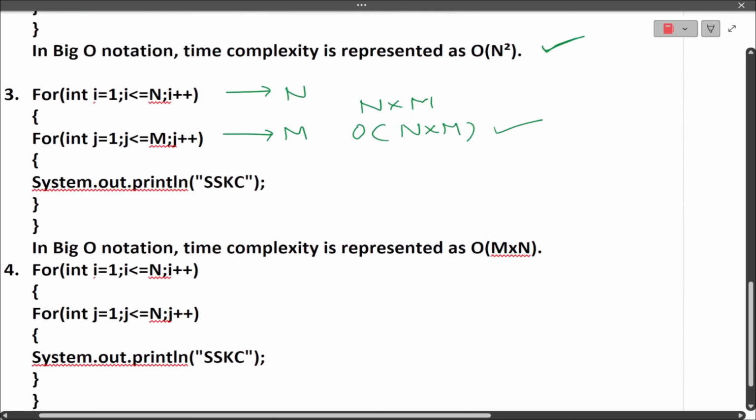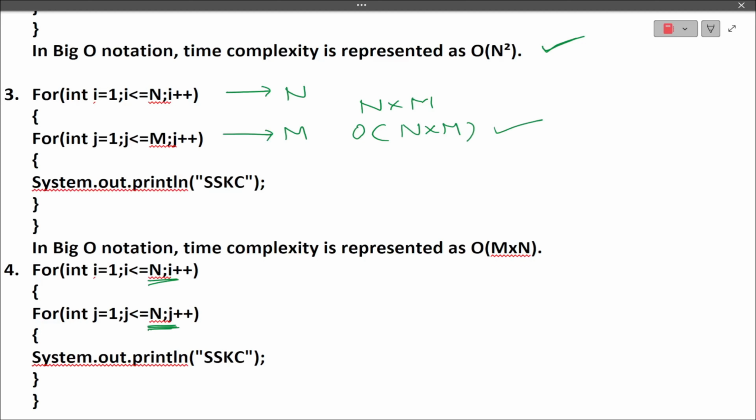I've slightly changed this particular question. I have considered that this n will be kept as n and this m will be changed to n. What will happen? There are many questions that come like this. See how the statement will be written. If my inner loop is replaced with n, then what is the time complexity?